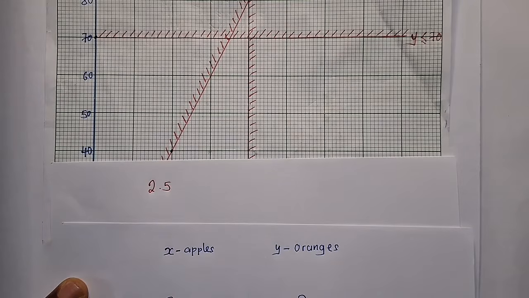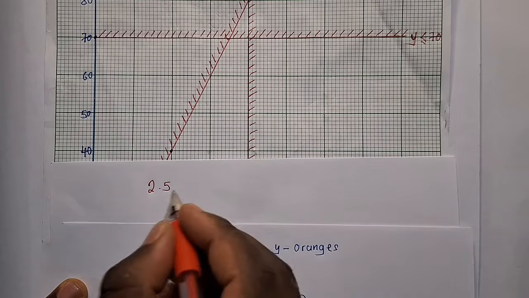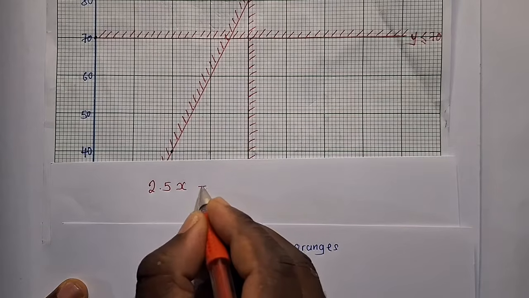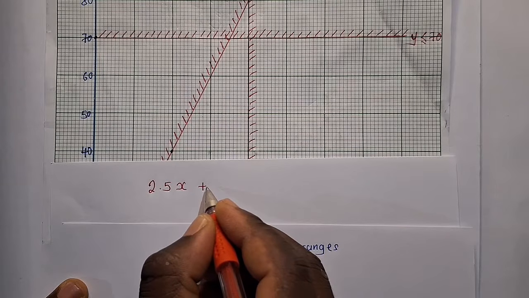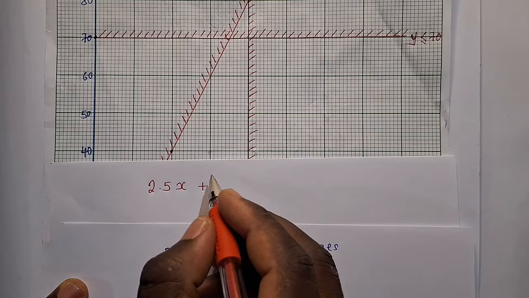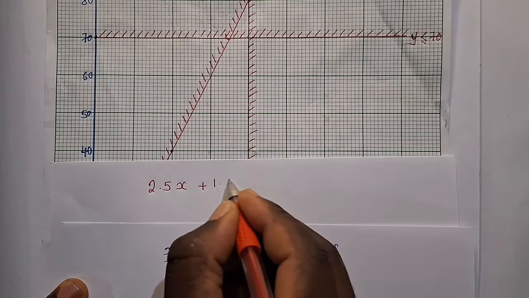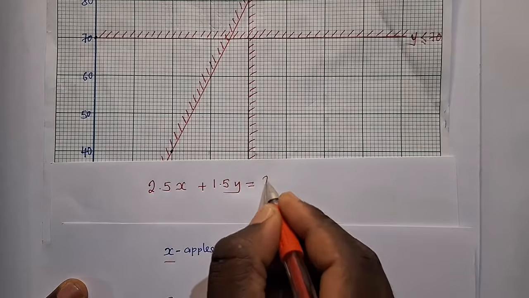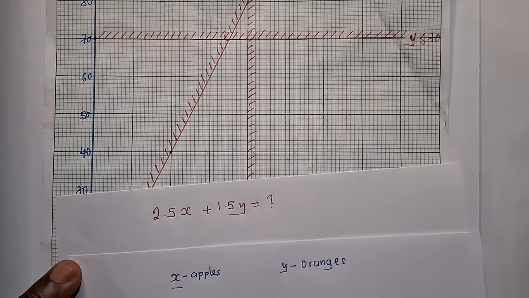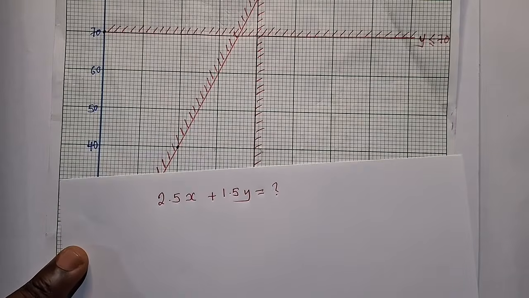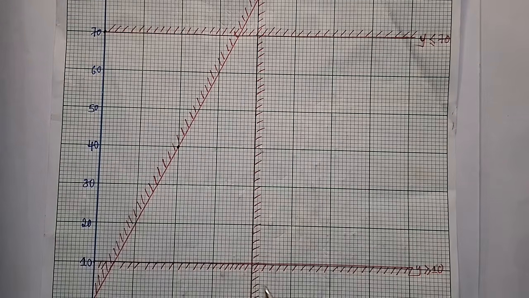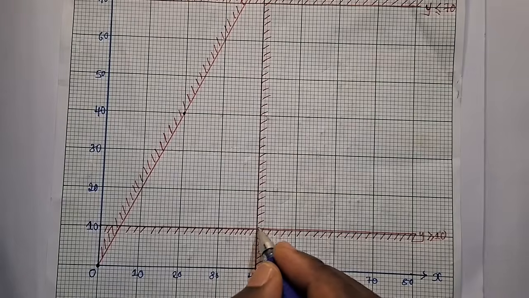2.5. Okay? So we're going to say 2.5x because it's an apple, plus the profit on an orange, which is 1.5. So 1.5 is for orange. That's why what we've come up with here is called an objective function. So what we're going to do next is to identify the coordinates.